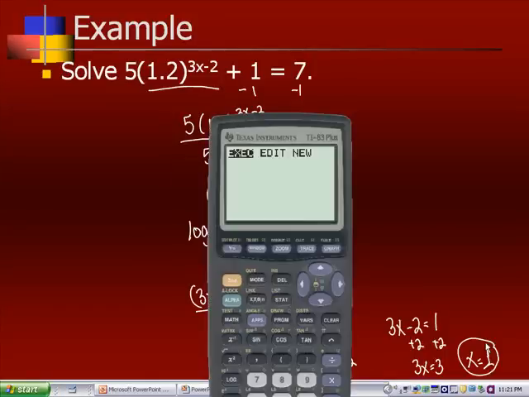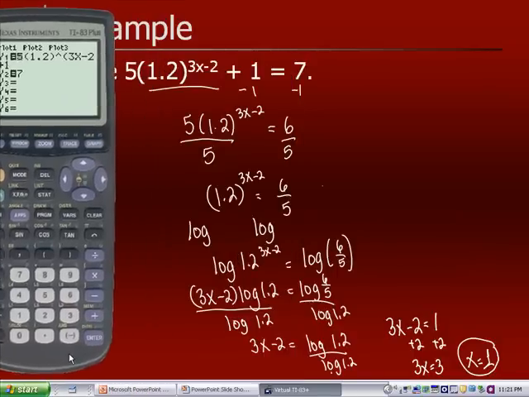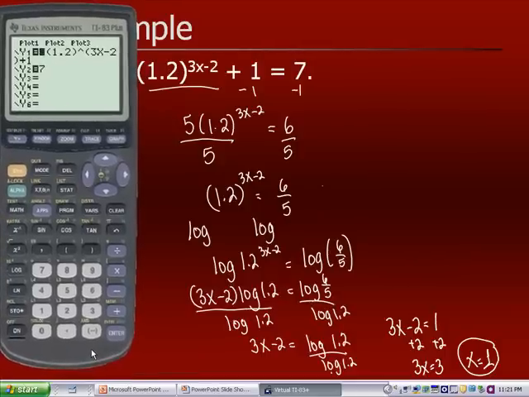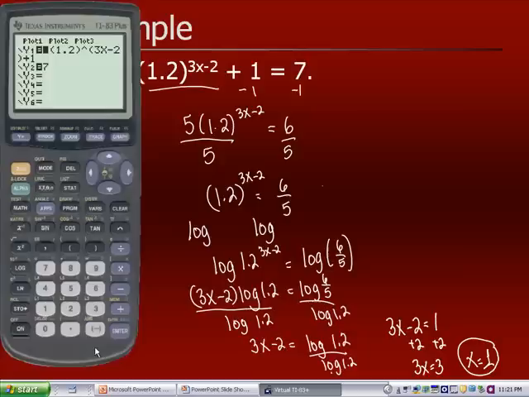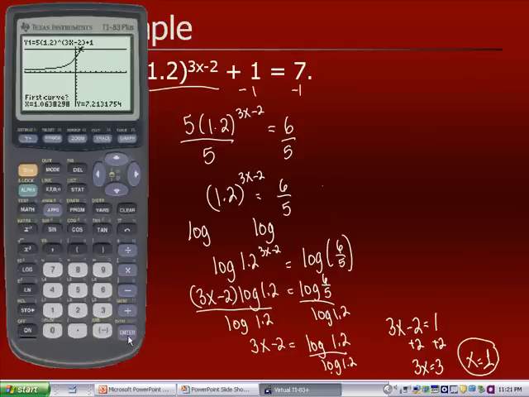Now, if we wanted to solve this one on our calculator, then we're going to go to y equals and enter it as shown: 5 times 1.2 to the power of 3x minus 2 plus 1. y2 is equal to 7. Graph it, and we get that. Second trace, number 5, enter, enter, enter, and we get a solution of x is equal to 1.